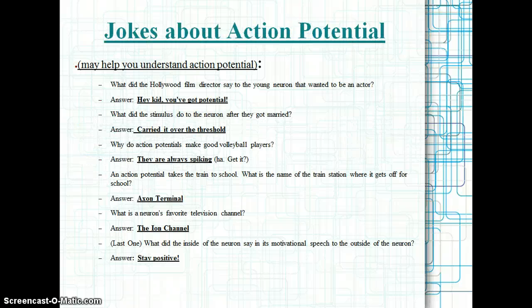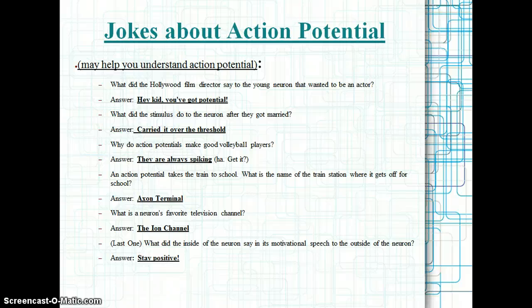And here are some jokes about action potential. It could help you too. What did the Hollywood film director say to the young neuron that wanted to be an actor? Hey kid, you've got potential! What did the stimulus do to the neuron after they got married? They carried it over the threshold. Why do action potentials make good volleyball players? They are always spiking. You guys get it, right?